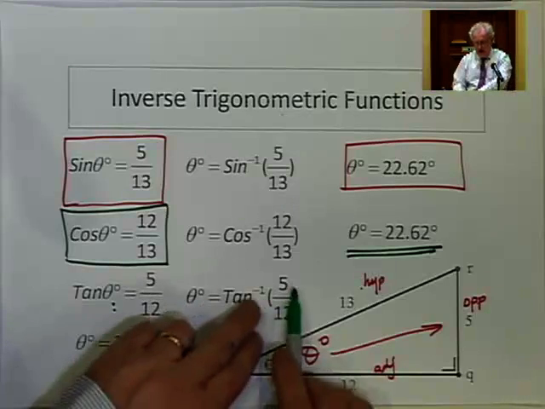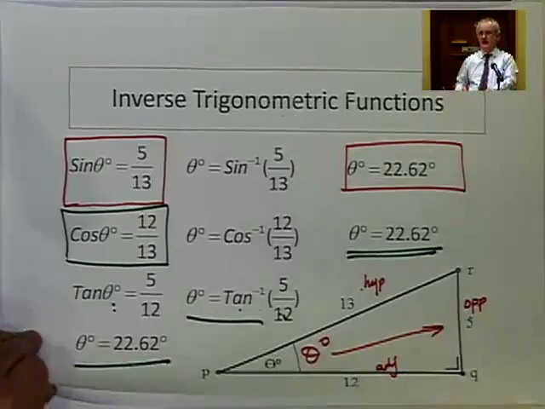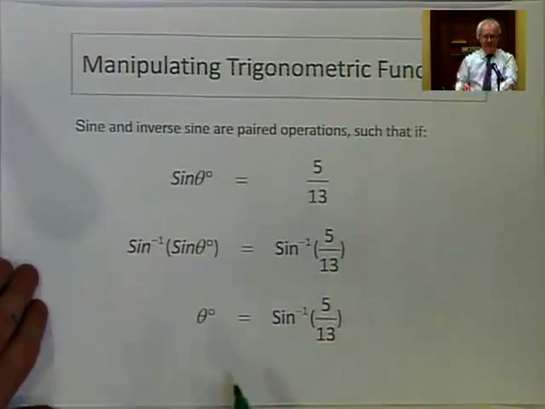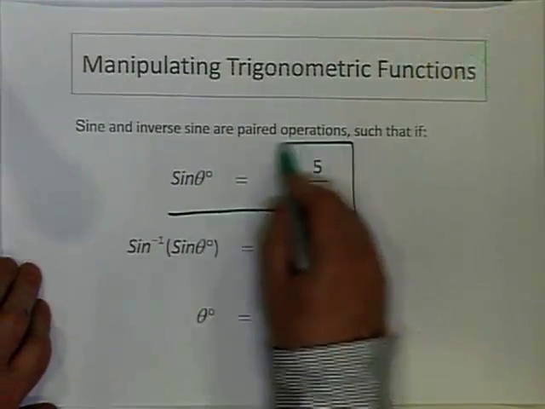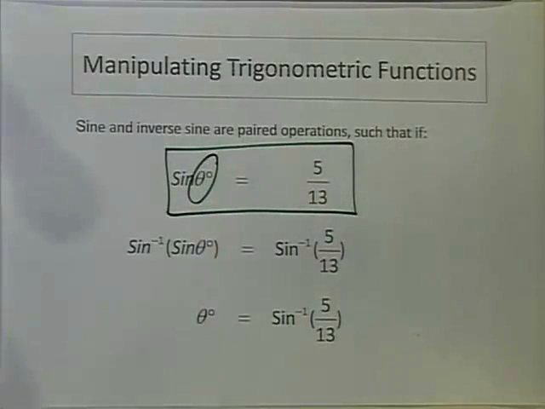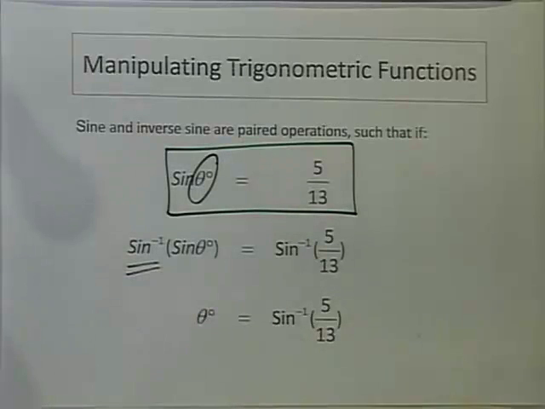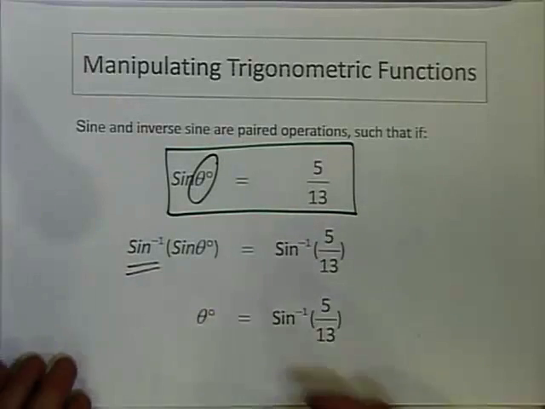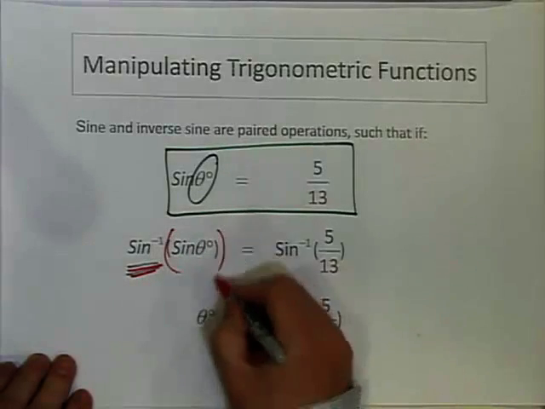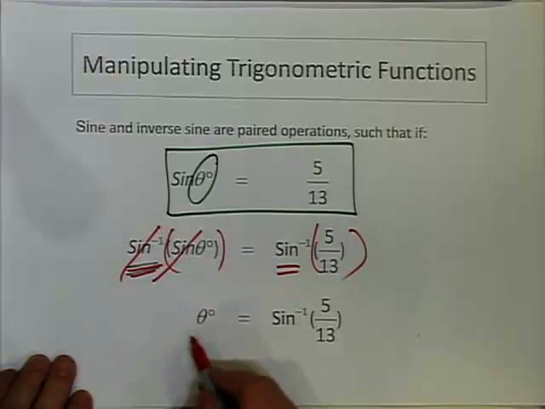And then 5 over 12, inverse tan in your calculator, 22.62. And that's it. So you can see there how I manipulated trigonometric functions. If I didn't like sine theta and my focus was just on theta, I just cleared it by putting in a sine minus one beforehand, inverse sine. With the inverse sine, I took the inverse sine of all of this and the inverse sine of all of that. They cancelled. I was left with the theta.